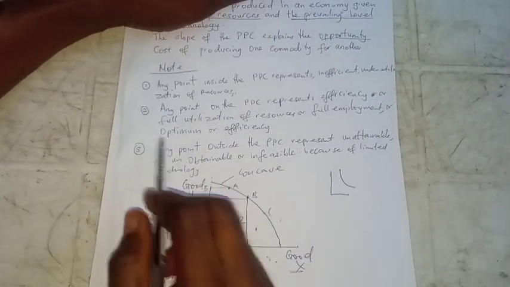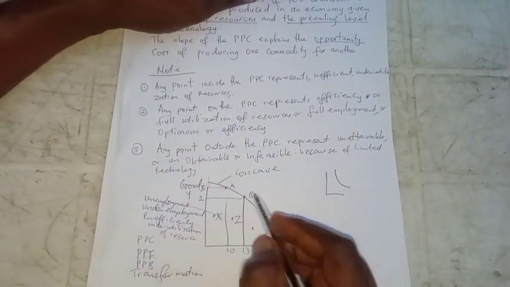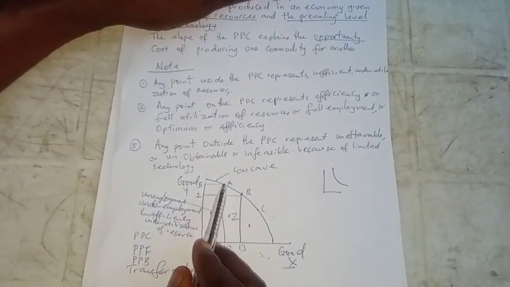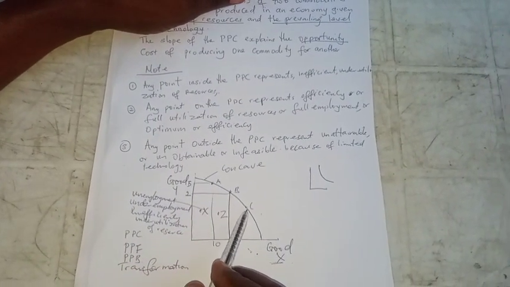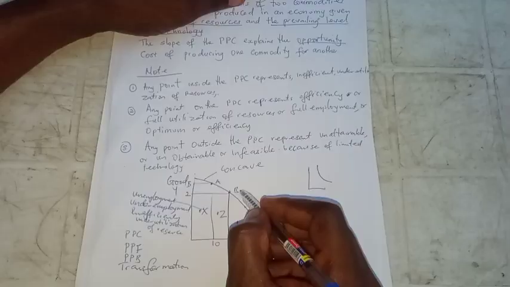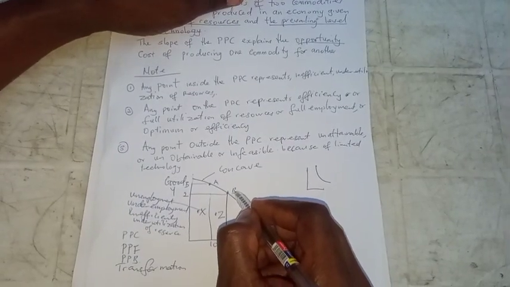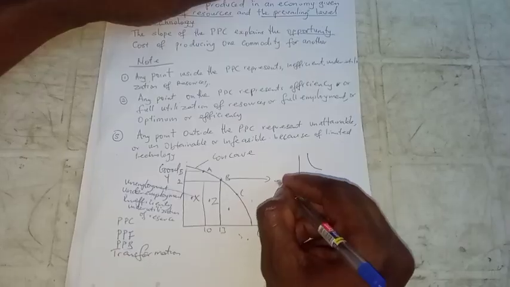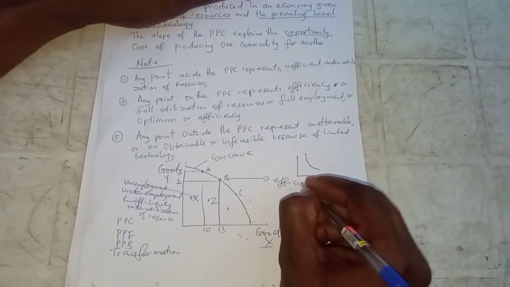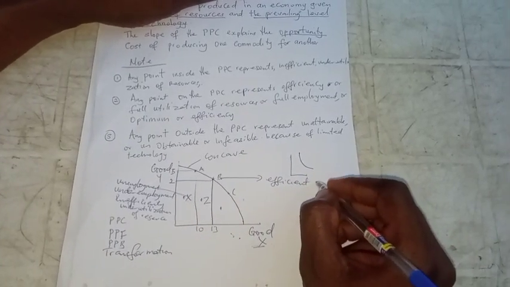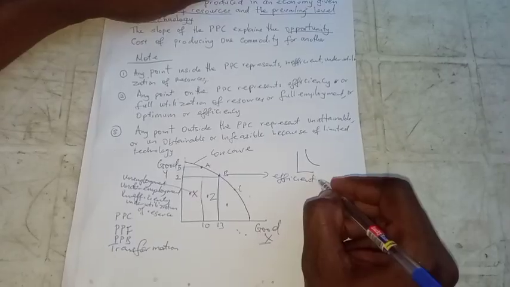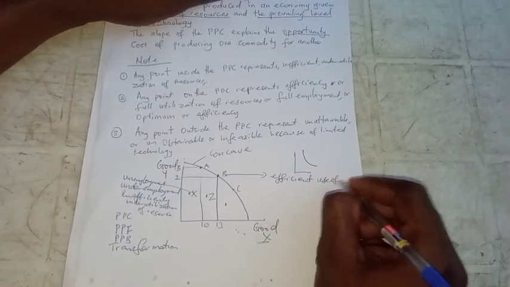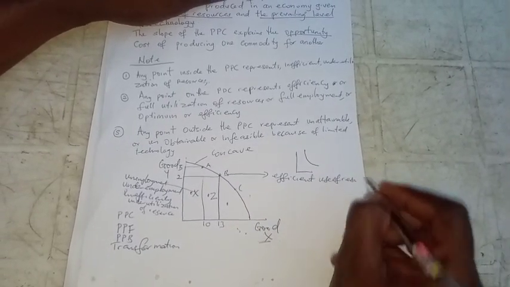So let's talk about the second one. Any point on the PPC, like point A, point B, point C, they are all on the PPC. They indicate another thing. Let's pick point B. If you are operating at point B, it means that you are efficient. There's efficient use of resources. Efficiency. Efficient use of what? Resources.